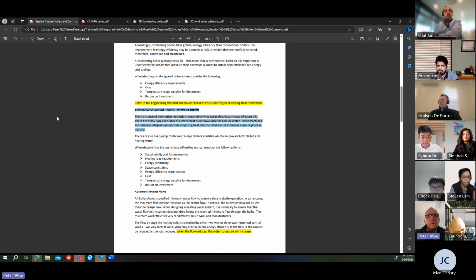There are several alternative methods of generating hot water using electricity instead of gas or oil. There are many types and sizes of electric heat pumps available for heating water. These machines are basically refrigeration machines which reject heat into the hot water circuit for use in spatial and process heating.